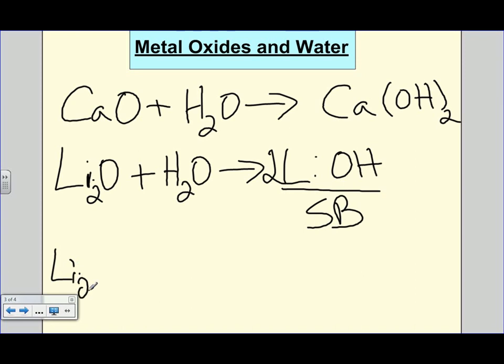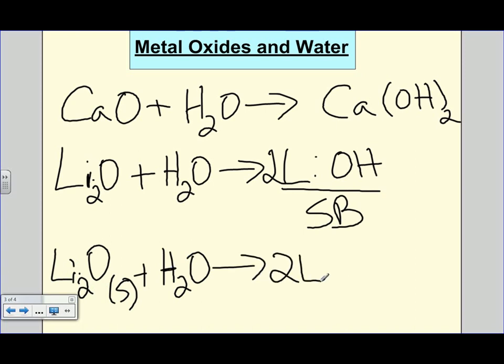Now, this lithium hydroxide is a strong base, so the net ionic equation would look like this. Lithium oxide, which is a solid, plus water produces 2 lithium cations and 2 hydroxide anions. And you have to remember that with a net ionic, you ionize strong acids, strong bases, and soluble salts. So it's a slightly different approach.